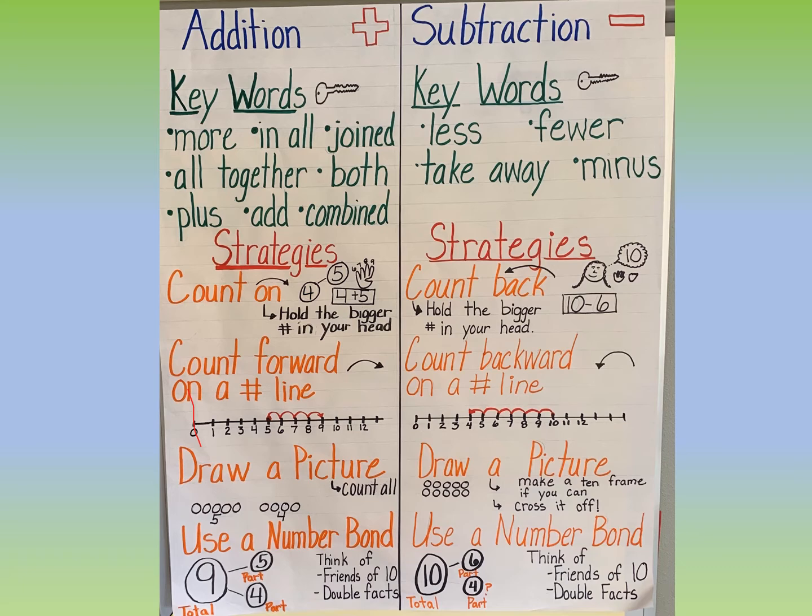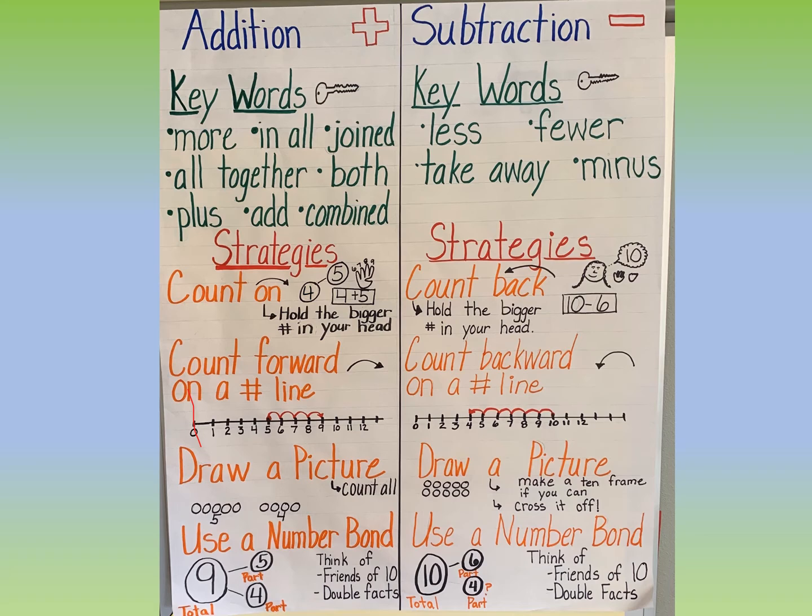Counting on is putting the larger number into your head and counting on from it. Counting forward on a number line. Start at the bigger number and count on. You can draw a picture and count all of the pictures. You don't always have to draw a picture of what the story is about. You can draw lines or circles in their place. I drew 5 circles and 4 circles.